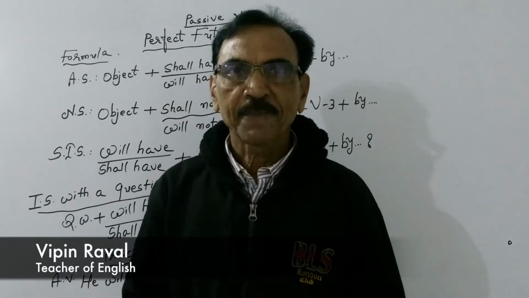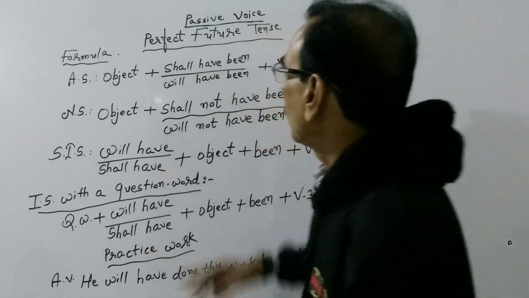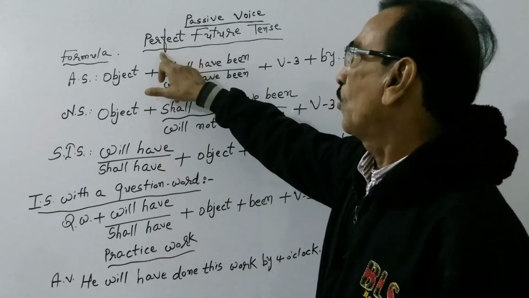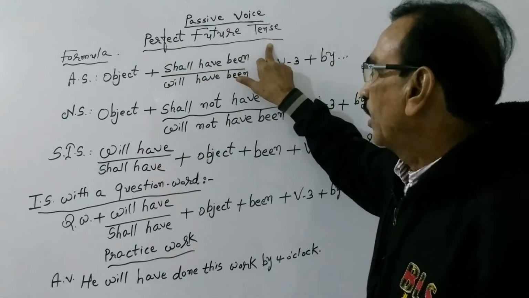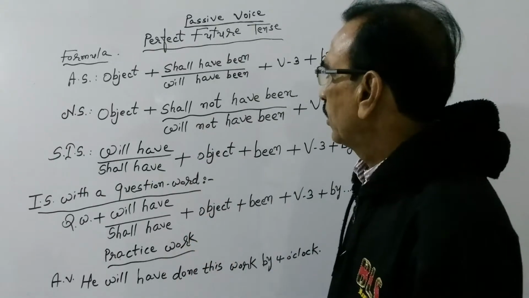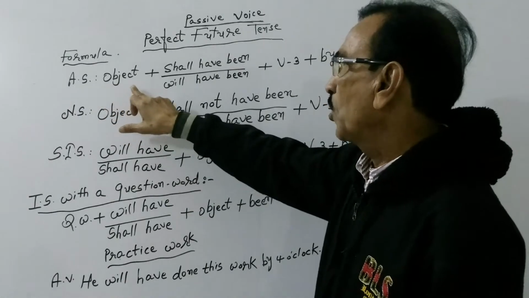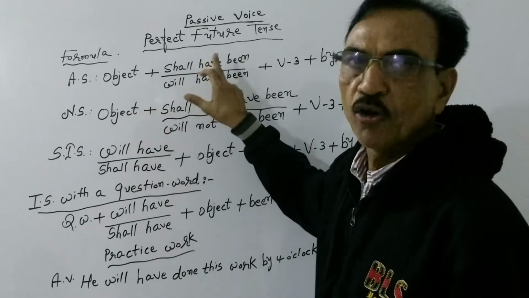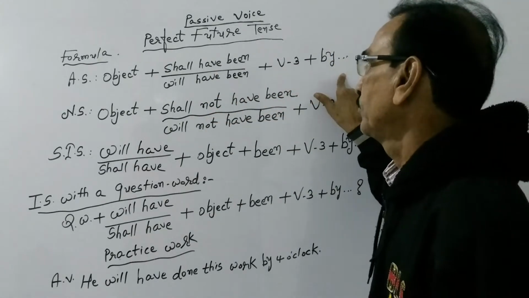Welcome friends. So in this session we are going to learn passive voice of perfect future tense. I have written the formula on this white board. In affirmative sentence, the formula is object plus shall have been or will have been plus V3 plus by.